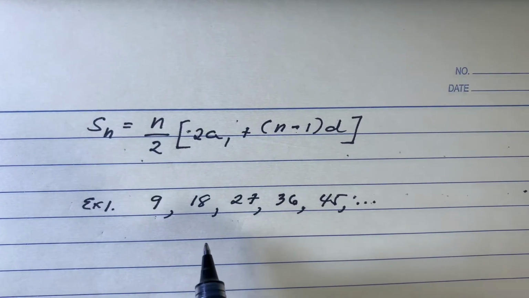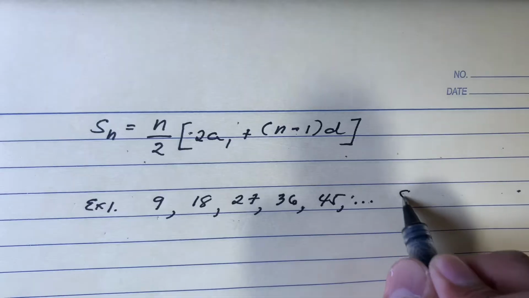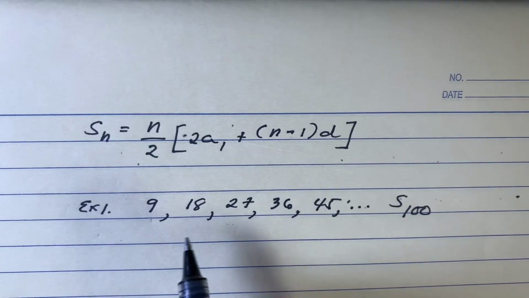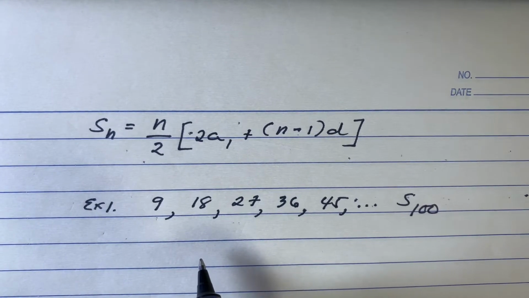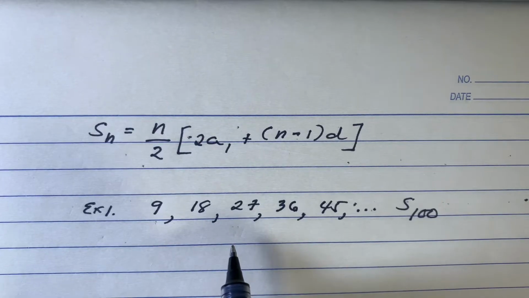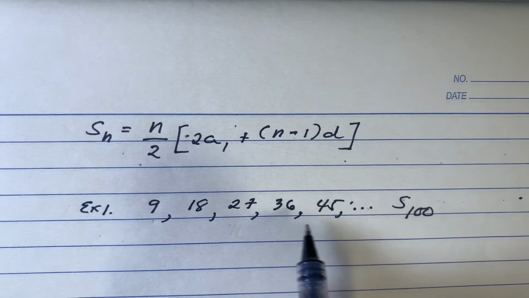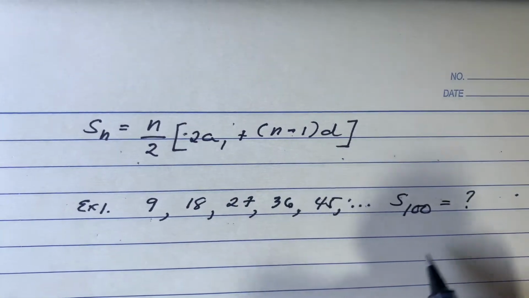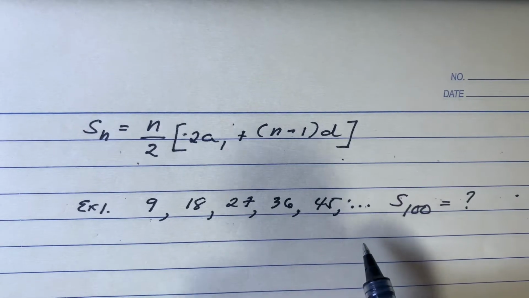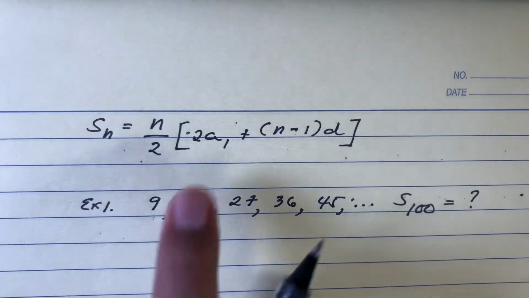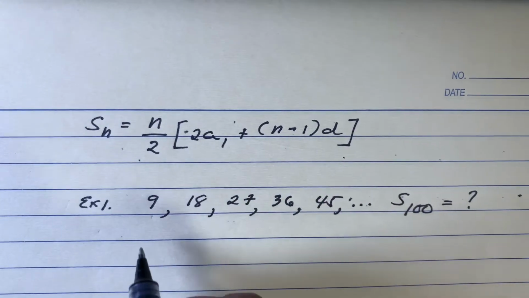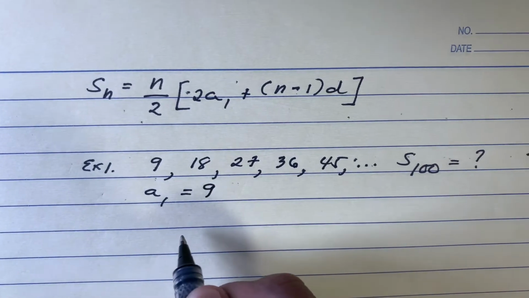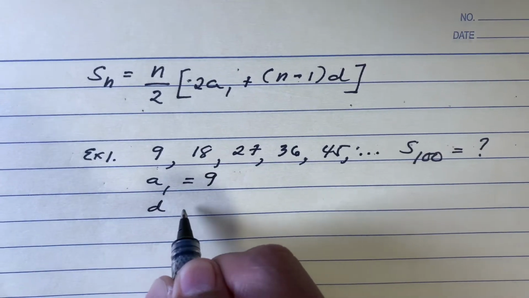Now, the question is, we are going to find out the series of this sequence. We are going to find out the sum of the first 100 terms of this arithmetic sequence. So we have 9, 18, 27, 36, 45. By using the formula as stated above, we have your a sub 1, which is definitely equal to 9. Then our common difference, which is denoted by d.